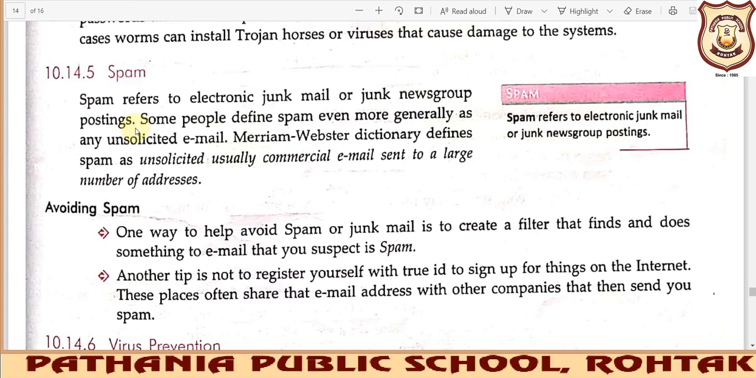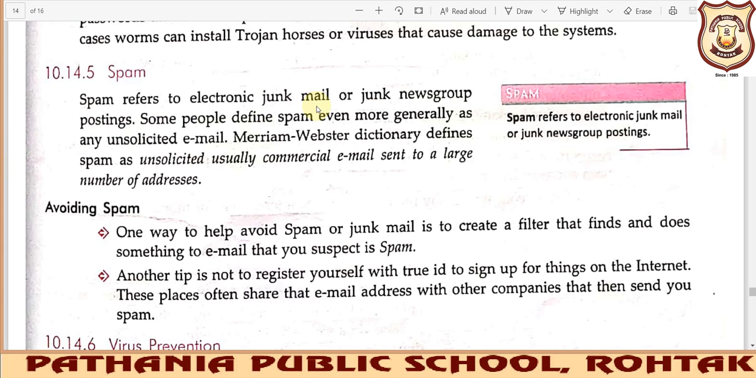Next is spam, which is basically your junk email. Whenever you distribute your email address on the internet, that email address is spread to other companies, and those companies also send their mails to your email address.